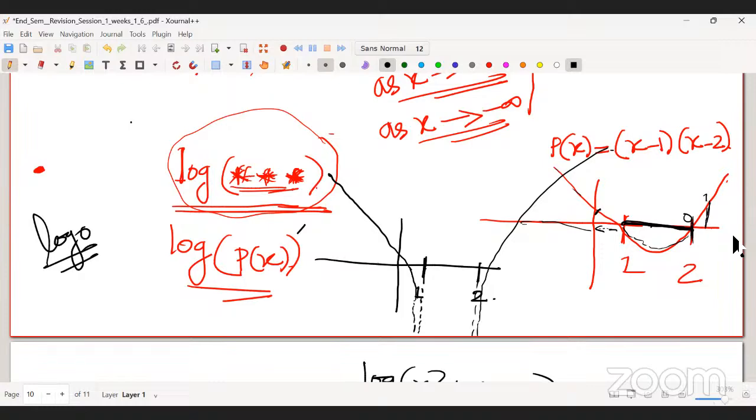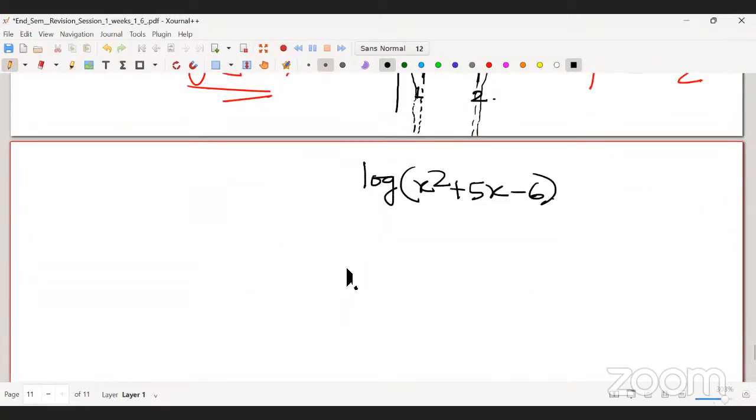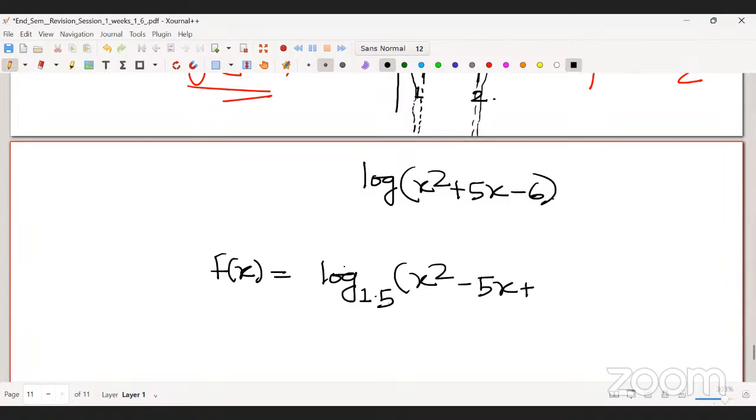Yes, sir. I found the question actually. It was f of x equals log base 1.5, and in the argument it was x square minus 5x plus 5.